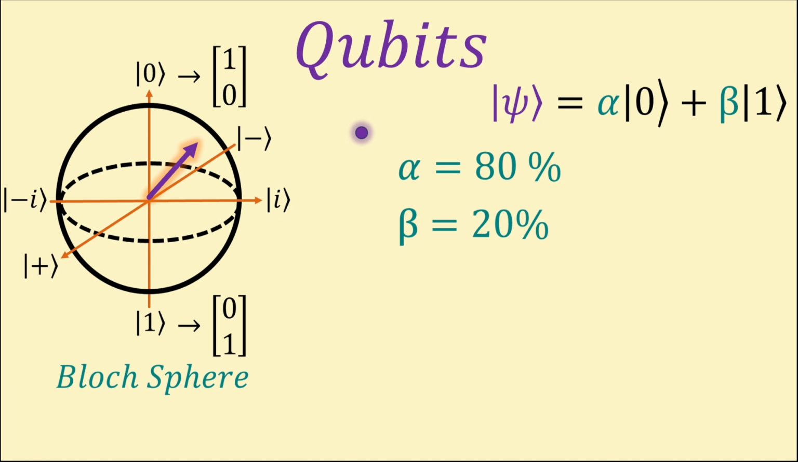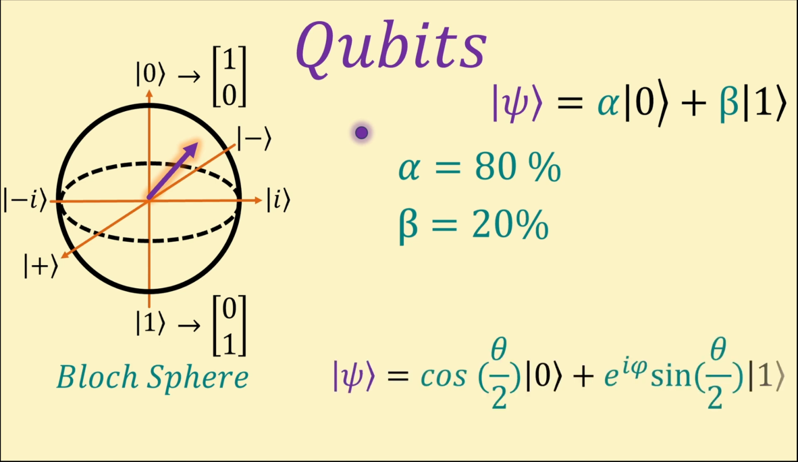To present this graphically on the Bloch sphere, this equation tells us our angles. Alpha is cos(theta/2), and beta is e^(i phi) sin(theta/2). In our diagram, theta is the angle between the z-axis and the vector, and phi is the angle in the xy plane, like so.